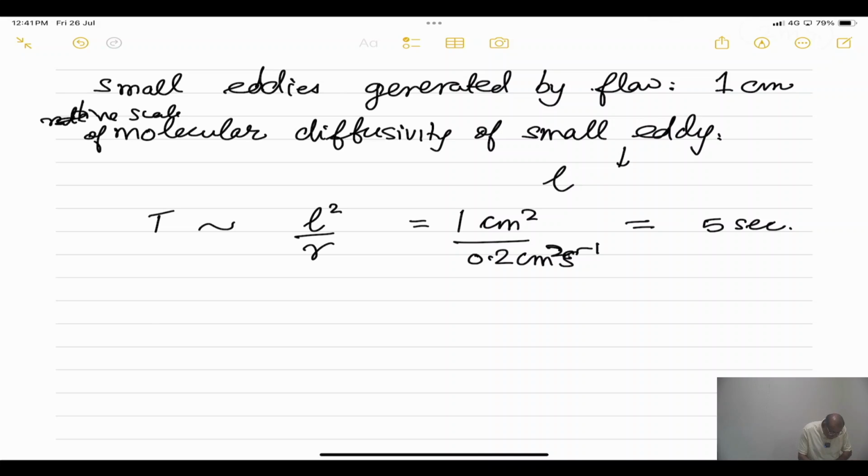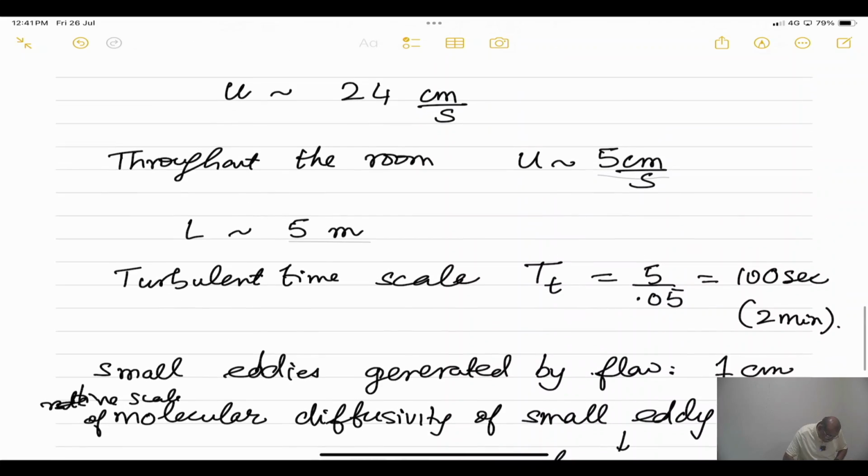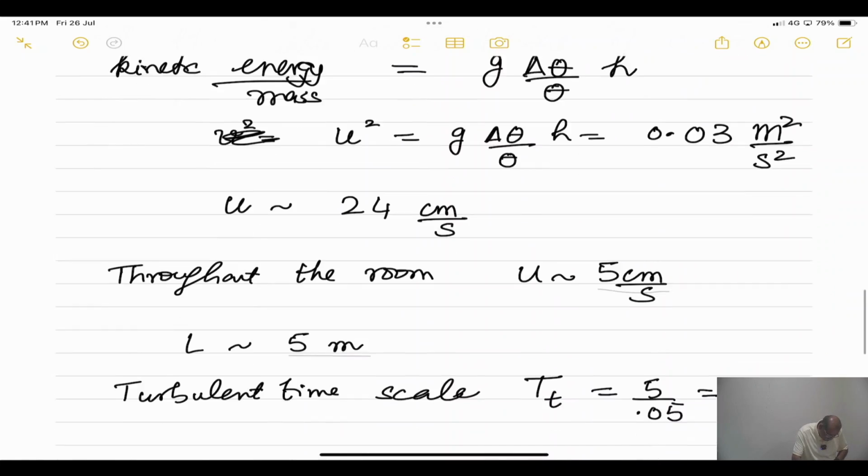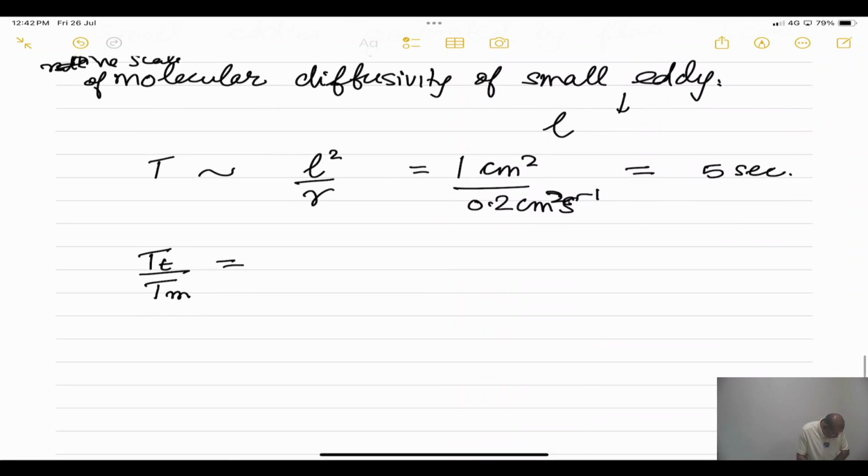And this is what we will show as a correct property of turbulent flows. When things go to a very small scale, even the molecular diffusion is not slow, it is fast. But overall, if we look at the turbulent time scale by the molecular time scale, the large one, what did we show? The turbulent time scale was L upon U, and the molecular time scale was L square upon gamma. So what does this give us? This gives us gamma upon UL.